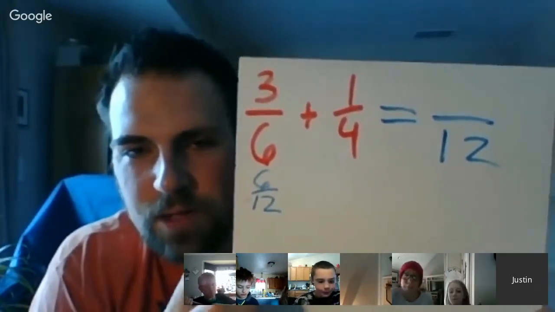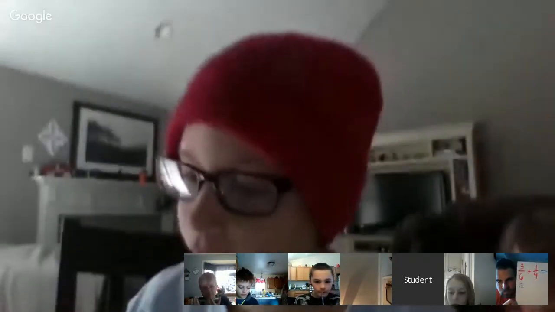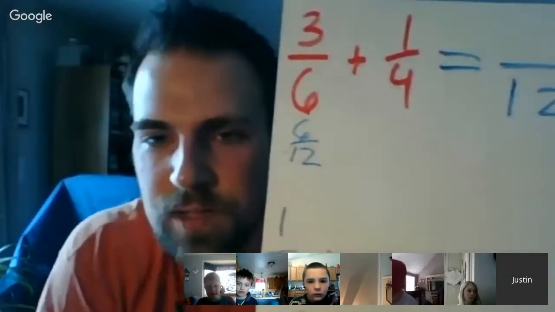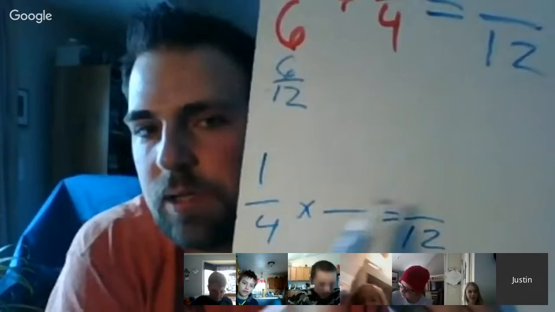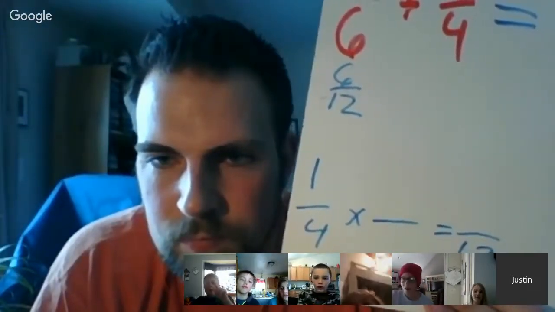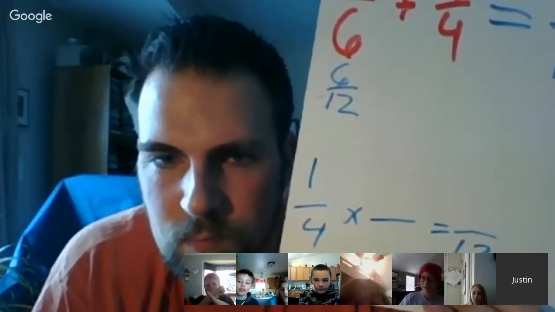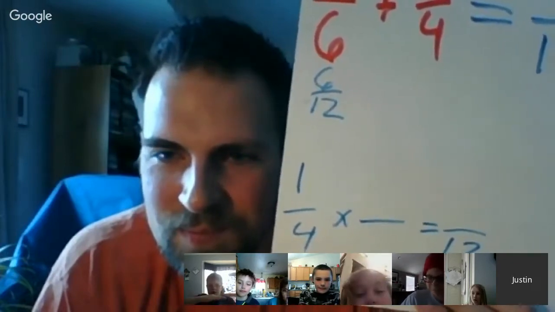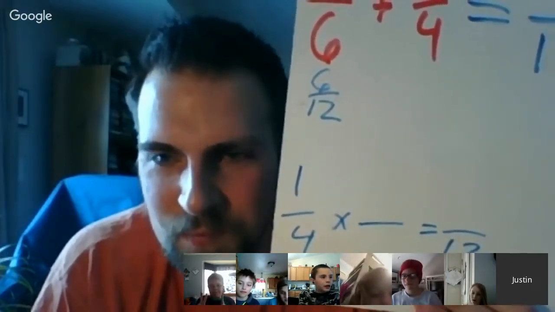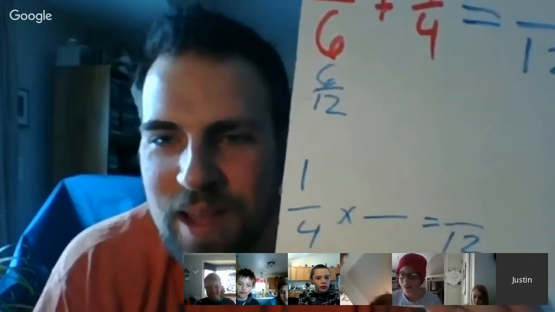So, Corinne, what do we have to do now? Then you do 1/4 times blank equals something twelfths. Good. All right, everybody, mute yourselves. I don't want to hear you, but I should be able to see your lips moving. I should see your lips saying 1/4 times something equals something over 12. So I'll be looking at your lips. I like the way Grant was using his hands for that.